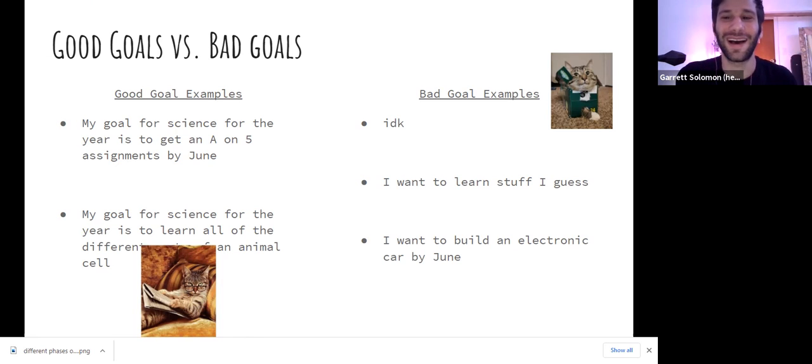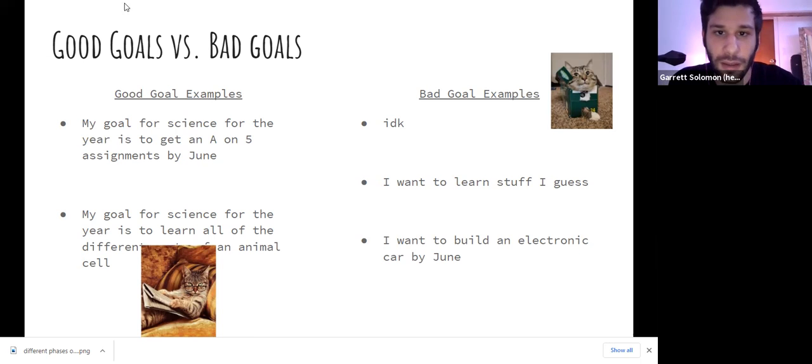All right, let's do another bad science goal example. I want to learn stuff, I guess. Okay, let's take that and be more specific. What stuff do you want to learn specifically? How are you going to measure that specific thing that you want to learn? When do you want to finish that thing by? So push yourself to be specific and then to make a plan about how you're going to accomplish that goal.